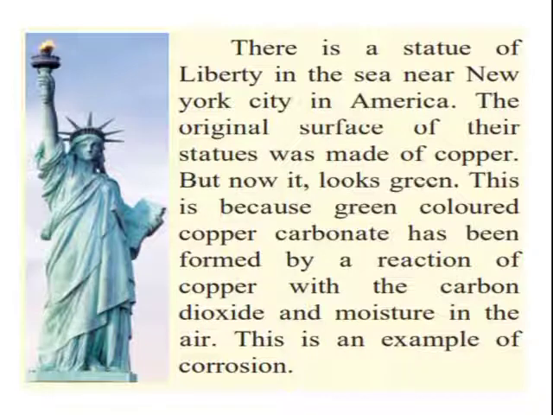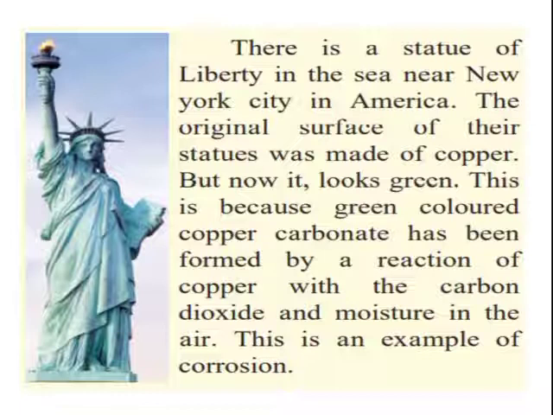There is a Statue of Liberty in the sea near New York City in America. The original surface of the statue was made of copper, but now it looks green. This is because green colored copper carbonate has been formed by a reaction of copper with carbon dioxide and moisture in the air. This is an example of corrosion.